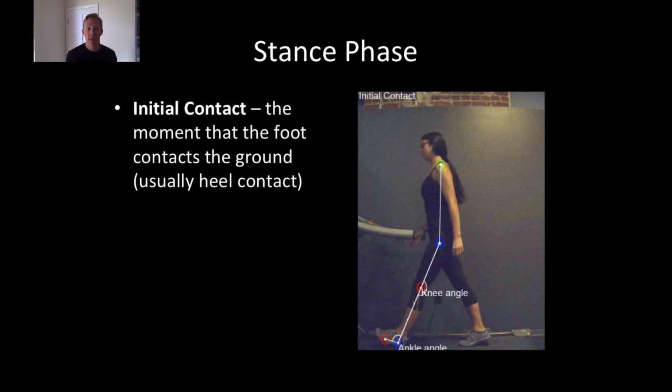In a healthy gait cycle, it will look like this. They'll tend to hit with their heel. Heel striking is the most common area of contact when looking at a normal healthy gait cycle. And that's what we see here. She's contacting with her heel. So it's really the moment contact occurs with the ground, and again, it's usually heel contact.